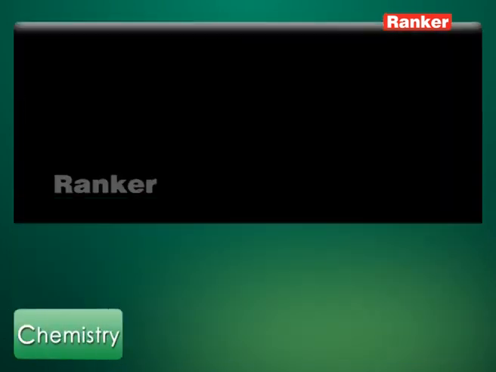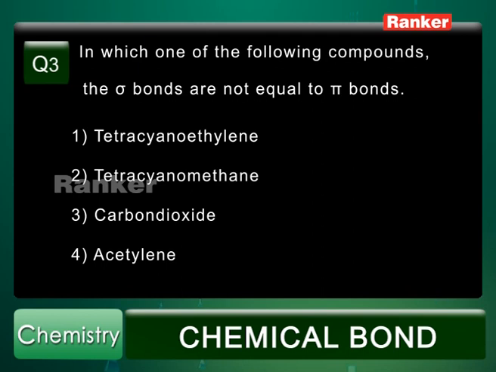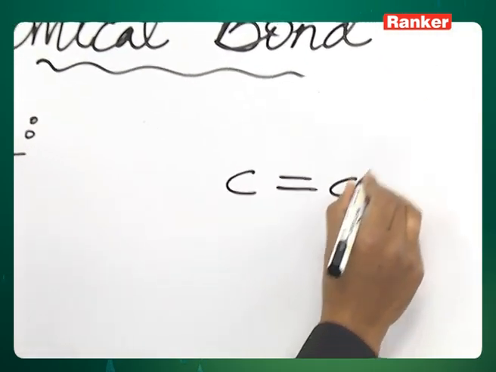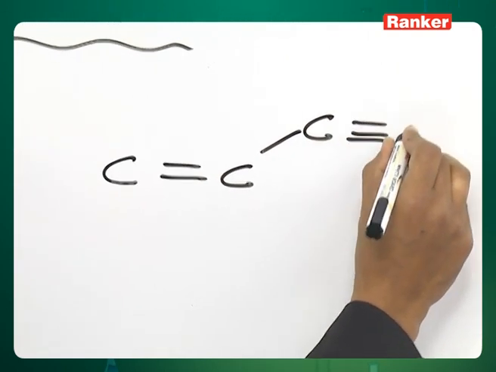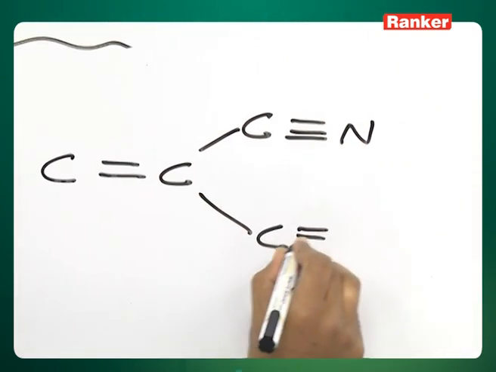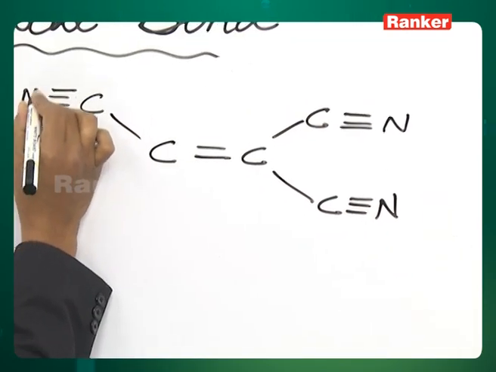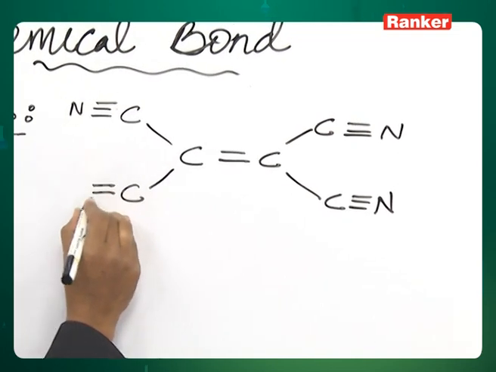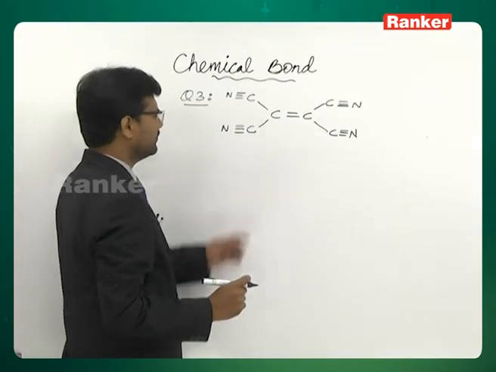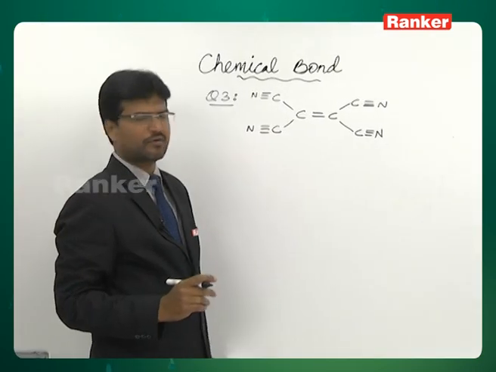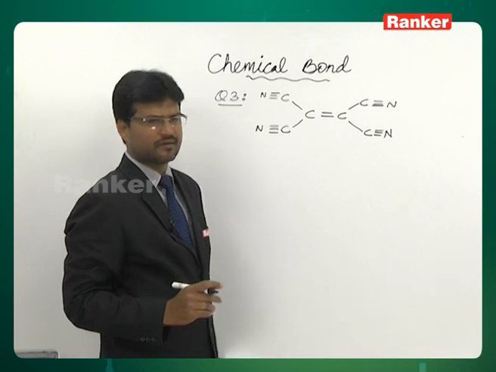Question number 3. In which one of the following compounds the sigma bonds are not equal to pi bonds? Option 1 tetracyanoethylene. Let's look at the structure. This is the structure of tetracyanoethylene. You know, in a multiple bond there are pi bonds. In a triple bond you have 2 pi bonds and 1 sigma bond. In a double bond you have 1 sigma and 1 pi bond.